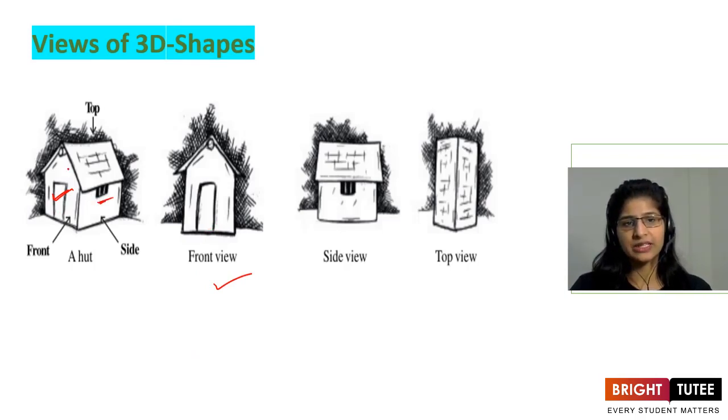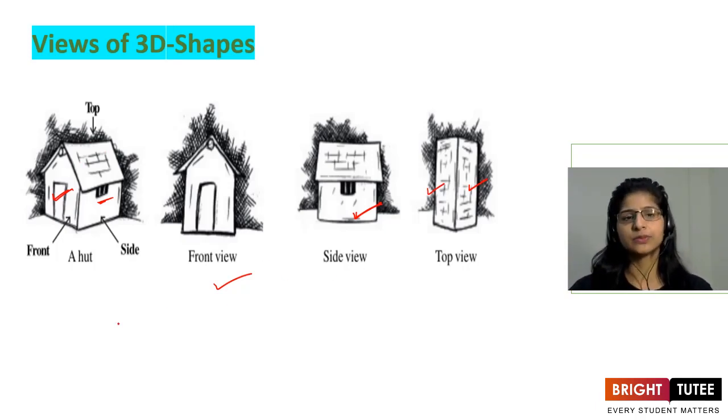You see this window is there and the part of roof is there, so this is the side view. It is drawn separately for you. Now the top view, when you see it from the top, it will be looking like this, the two parts of the roof like this. Okay, so what are the views?